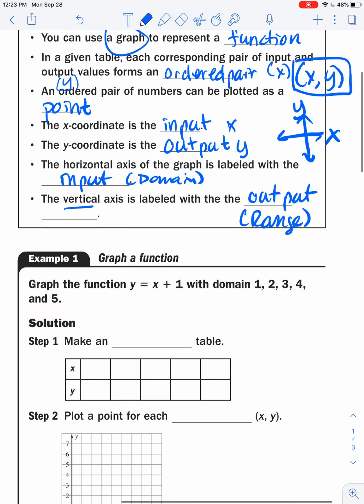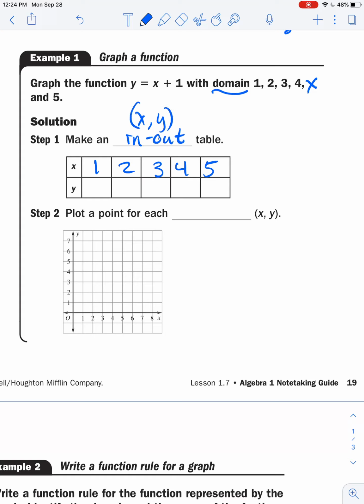All right, let's go ahead and graph a function. You guys have done this before. They're telling you the domain, so that is the X's. My X's are 1, 2, 3, 4, and 5. It's asking me to make an input-output table. We would have called it an XY table in the past. It's no different mathematically. What I need to do is use this rule to fill the table just like I did in the last couple days for homework.